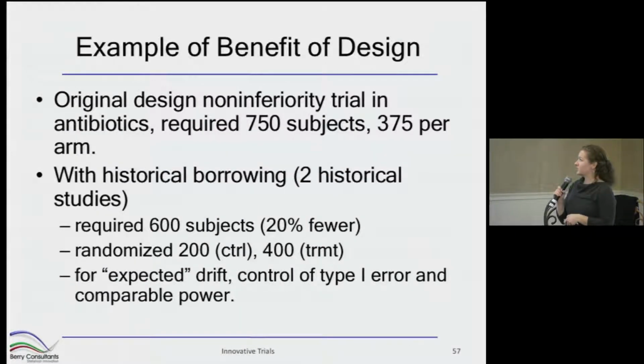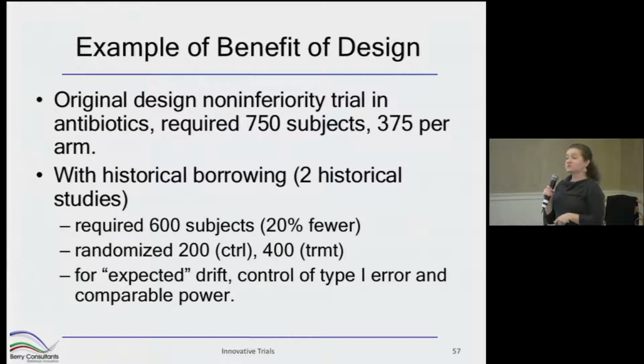So I'll quickly go through an example of this. We had a trial that was originally designed as a non-inferiority trial with a fixed sample size of 750 subjects, one-to-one randomization, so 375 subjects per arm. There was some historical data that was available. There were actually 2 historical studies here.